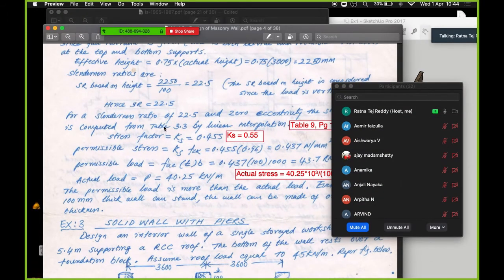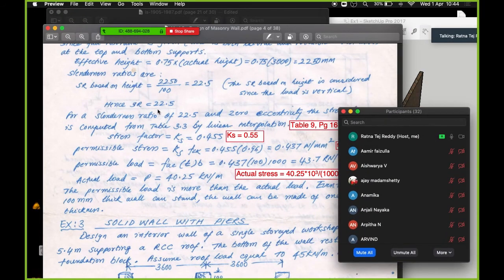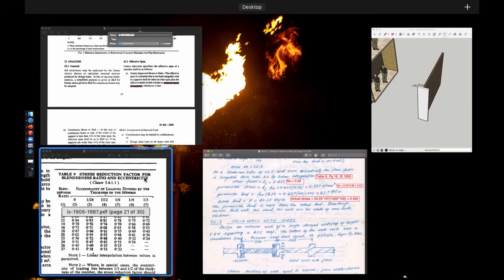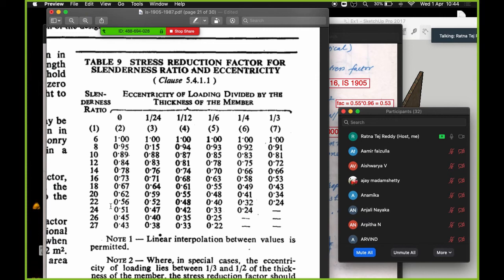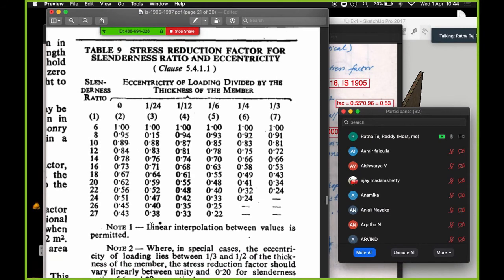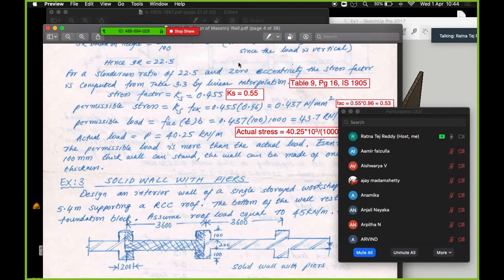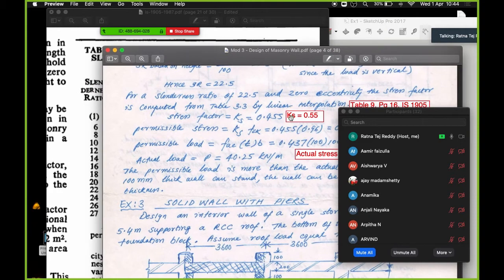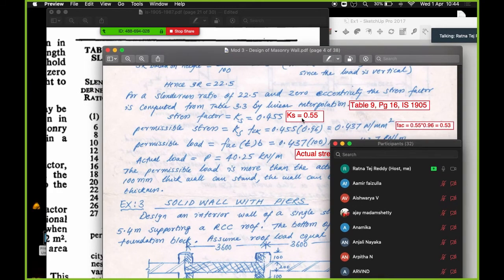So if you see over here, the slenderness ratio is 22.5, and at 0 eccentricity you get 0 by 22.5, that is 0. Now you can linearly interpolate and get that stress reduction factor. Linear interpolation is possible, which is given in note 1 below table 9. So once you linearly interpolate, I'm just walking you through, there's no calculation over here. The stress reduction factor is 0.55. Just make sure that you see the correction in red. It's not 0.455, it is 0.55.